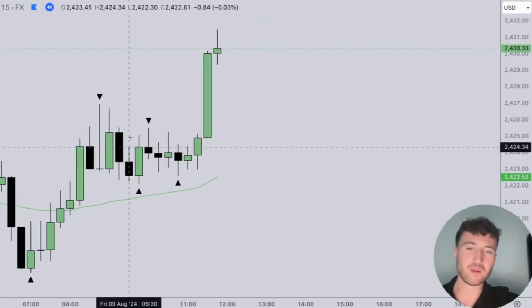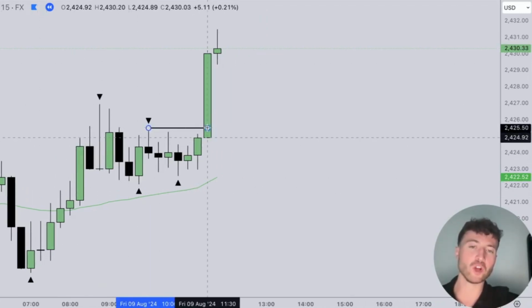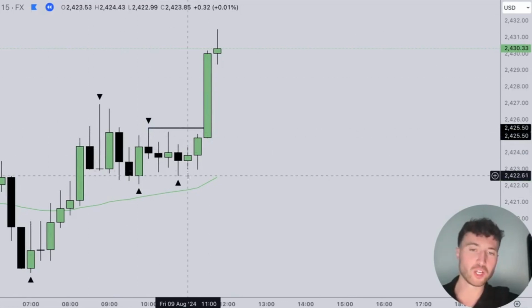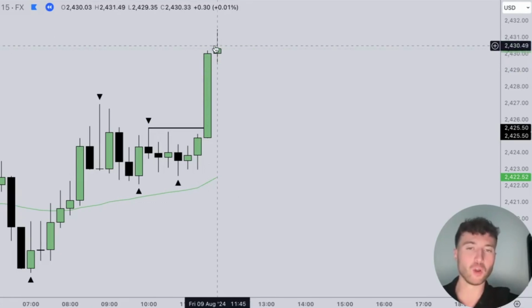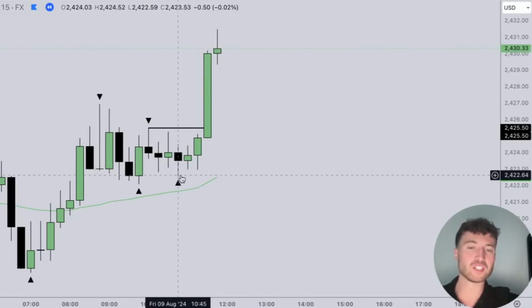What you can see here is we've had a break of structure to the upside. We broke this structure here above this fractal high with a body close. Okay, we've body closed above. And what you can see is we have the most recent fractal low here.